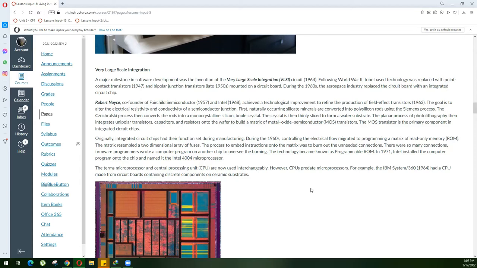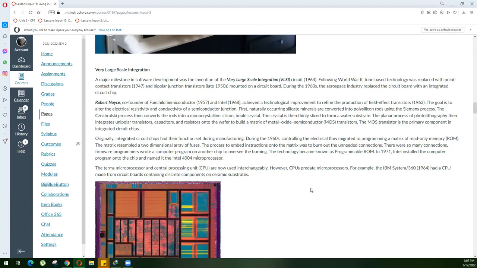There were so many connections that firmware programmers wrote a computer program on another chip to oversee the burning. The technology became known as programmable ROM. In 1971, Intel installed the computer program into the chip and named it the Intel 4004 microprocessor. The terms microprocessor and CPU are now used interchangeably.